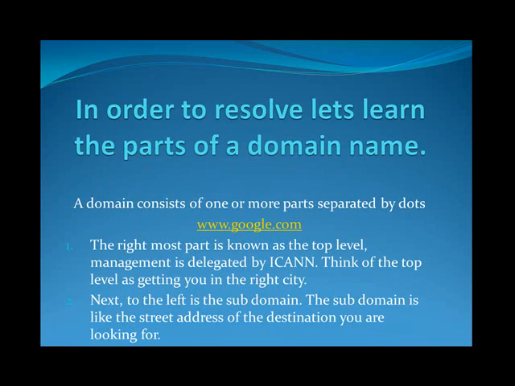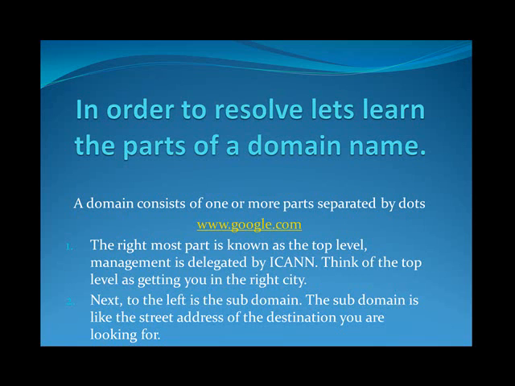In order to resolve, let's learn the parts of a domain name. A domain consists of one or more parts separated by dots. For example, www.google.com. The dots are what separate each of the parts of that address.